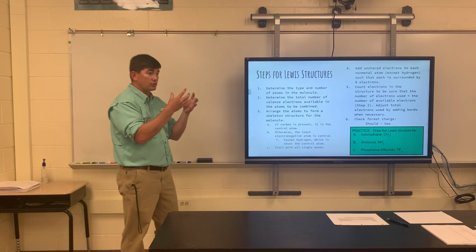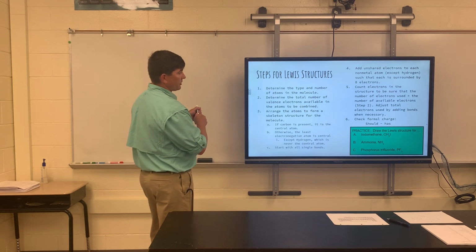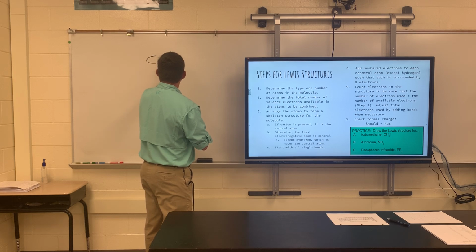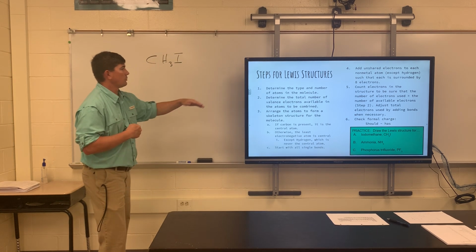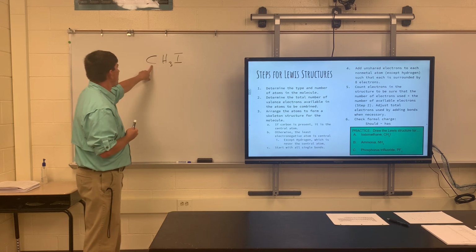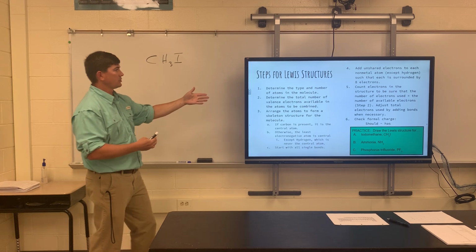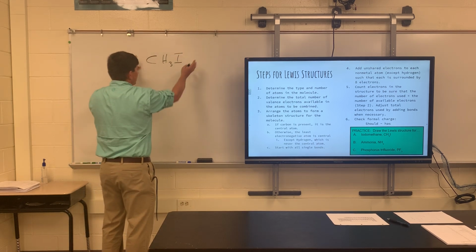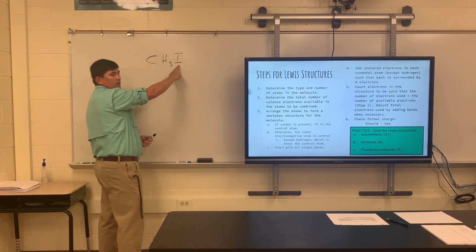So when we put the structure together, I'll just go ahead and put on the board here. This is the first example here. CH3I. So we can see here, step 1, how many? We have 1 carbon, we have 3 hydrogens, and we have 1 iodine. That's determining the type and the number of atoms in the molecule. So this is the molecule. I've got 1 of these, I've got 3 of these, and I have 1 of these, right?